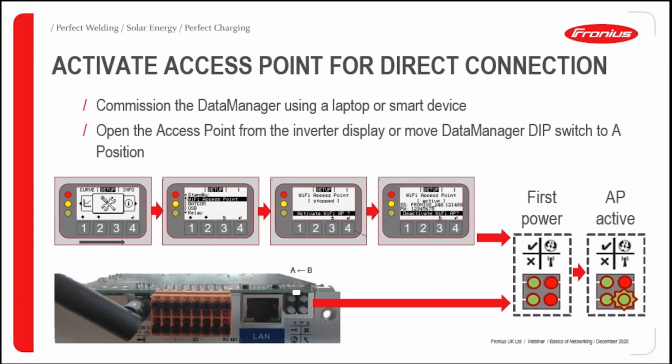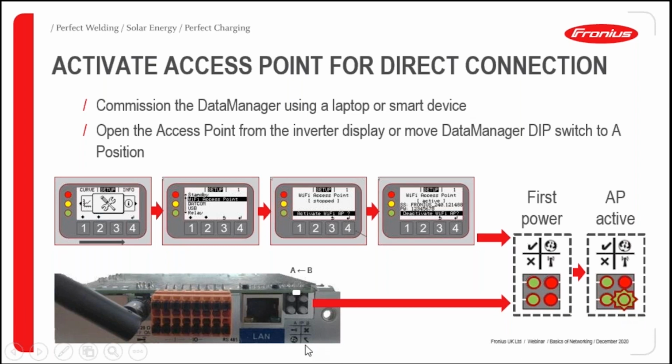The first thing we need to do is to switch on the Wi-Fi access point. So you can do this one of two ways. You can go through the display menus. You can go to Setup, choose Wi-Fi access point, and then activate the Wi-Fi access point. You'll then see the SSID for the device, which will start with FRONIUS 240. And you'll also see the green LED flashing here. This means that the Wi-Fi access point is open.